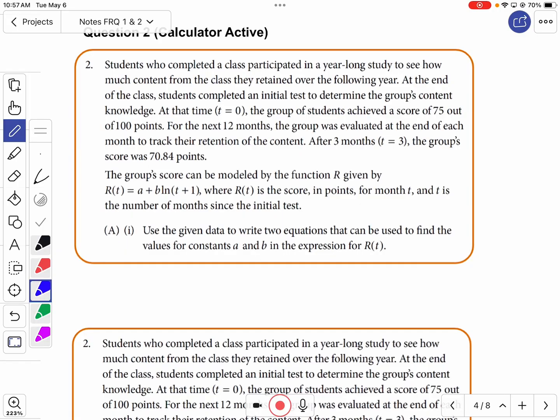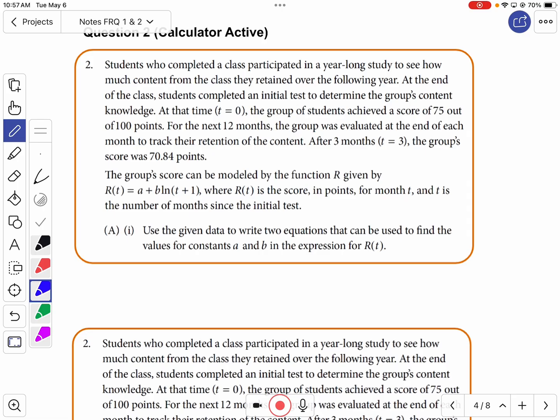Students who completed the class participated in a year-long study to see how much content from the class they retained over the following year. At the end of the class, students completed an initial test to determine the group's content knowledge. At that time, t equal to 0, the group of students achieved a score of 75 out of 100. For the next 12 months, the group was evaluated at the end of each month to track their retention. After 3 months, their score was 70.84.